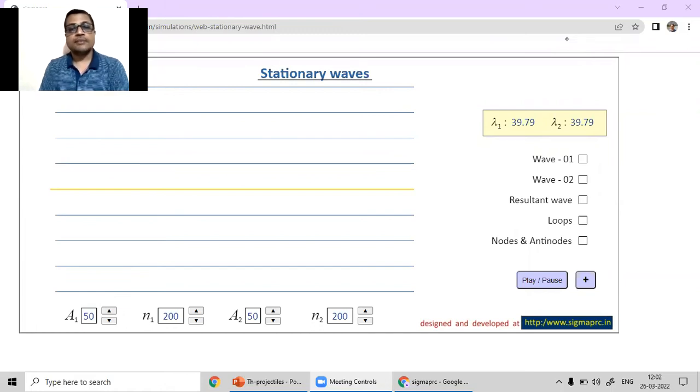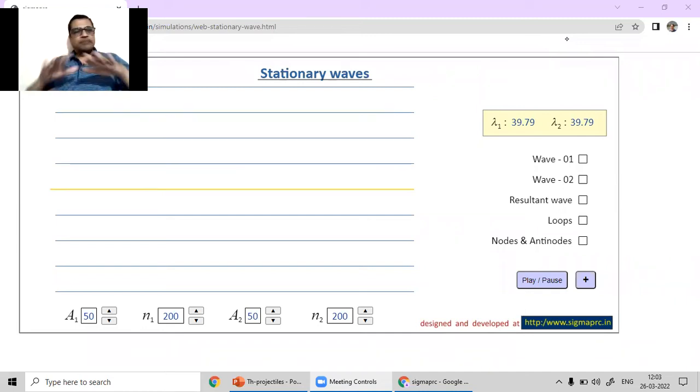If you recall, in the previous class, we had looked at what is a progressive wave, what are the parameters of a progressive wave, and how to write the equation of a progressive wave. And we saw that the various parameters of progressive waves were amplitude, frequency, wavelength, wave vector, and phase. These were the various parameters of a progressive wave.